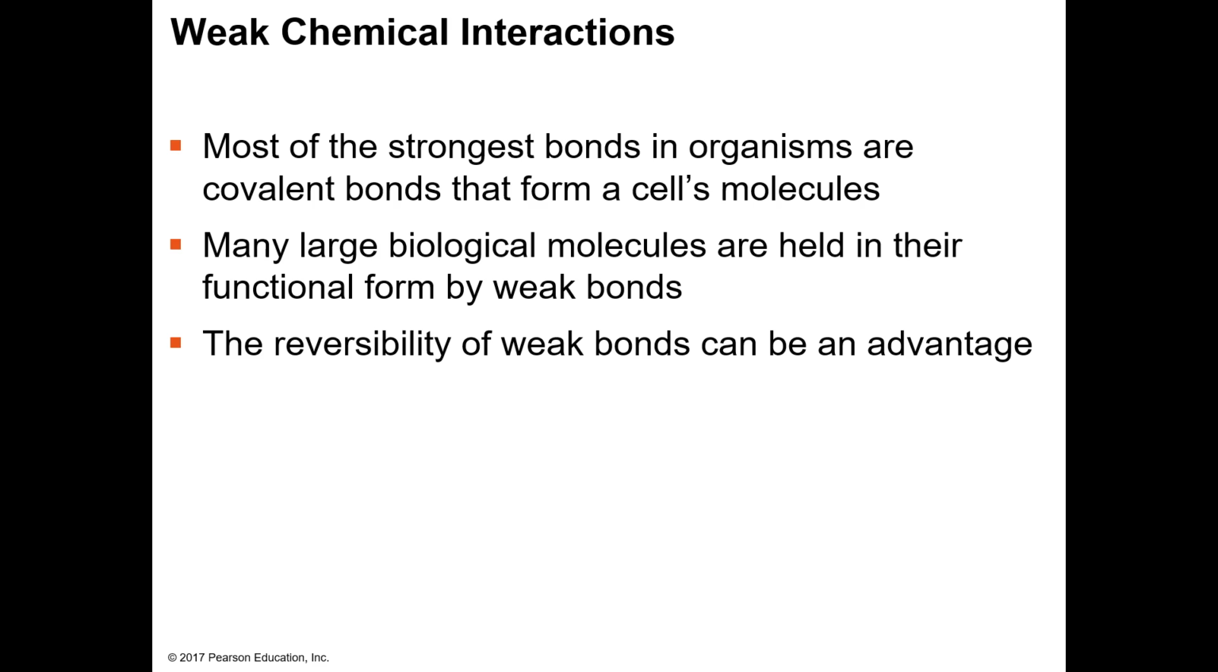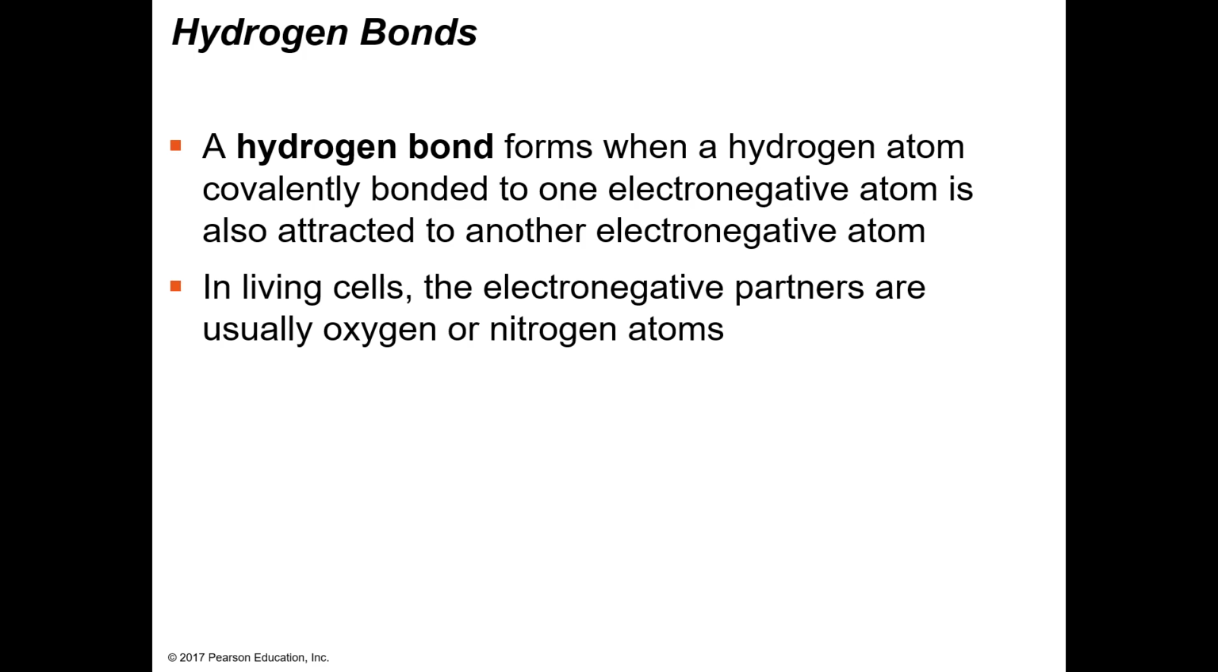Now, when we talk about weak chemical reactions, we'll find that most of the strongest bonds in organisms are covalent, and they're formed in a cell's molecules, but many large biological molecules are held in their functional form by weaker bonds. The reversibility of weak bonds can be an advantage for living organisms. A hydrogen bond forms when a hydrogen atom covalently bonds to one electronegative atom, but it's also attracted to another electronegative atom. So it's got to be bound to one already and weakly attracted somewhat to another electronegative atom. And that makes it a hydrogen bond.